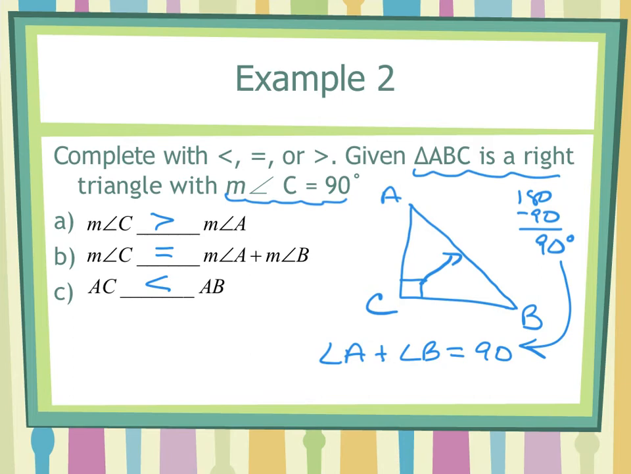Here, if the question were, is CA blank BA, the order doesn't matter. AB or BA is still the biggest side. Let's try the next one.